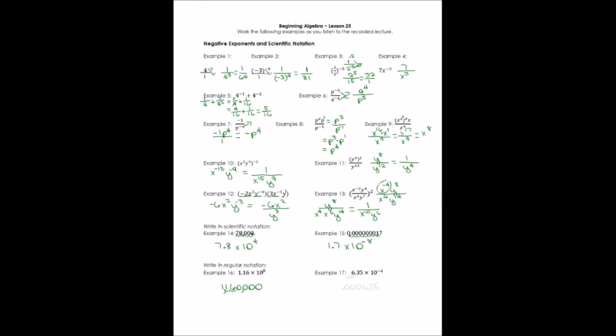In example 17, I want to move my decimal point in a negative direction. So I'm going to go to the left four places. Well, I've got one place with the six, and then I'm going to add three leading zeros. It's always a good idea after you've written your number to check it. I would have moved it from this location, 1, 2, 3, 4, and count your decimals to make sure that you've got it right.